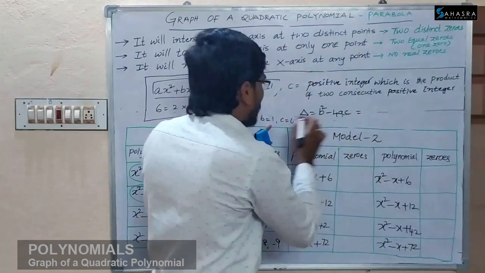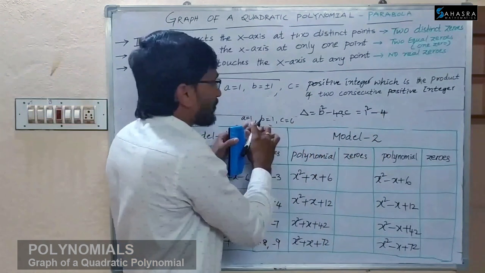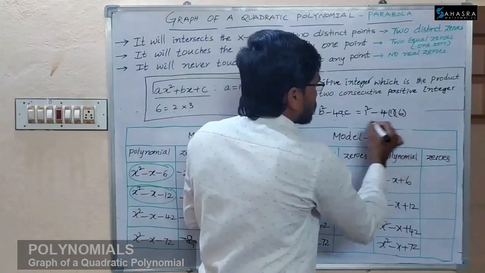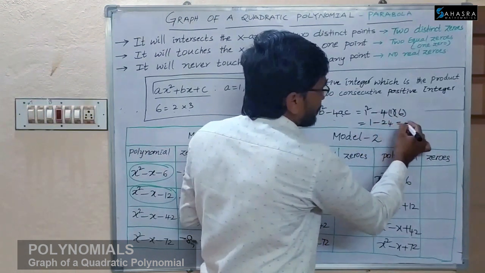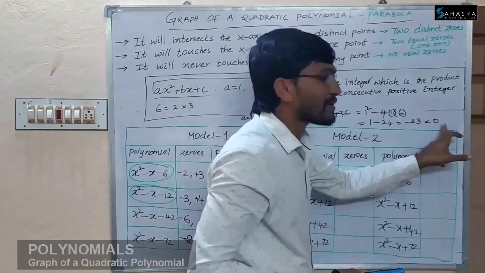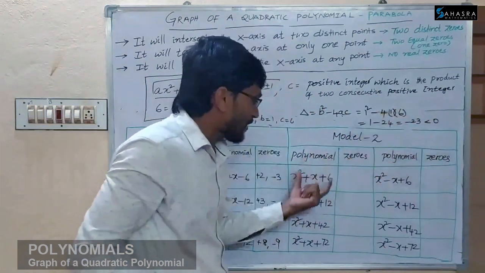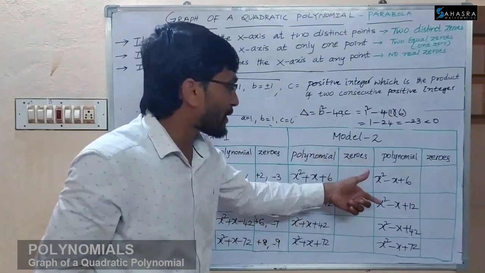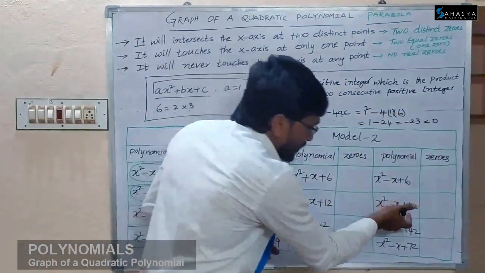See, 1 square minus 4 into, what is the value of a? 1. What is the value of c? 6. So 1 square is 1, 4 into 6, 24. 1 minus 24 is nothing but minus 23. Minus 23 is always less than 0. Here we got that delta is less than 0. Hence, the graph of this quadratic polynomial does not touch the x-axis at any point, so that it has no real zeros.